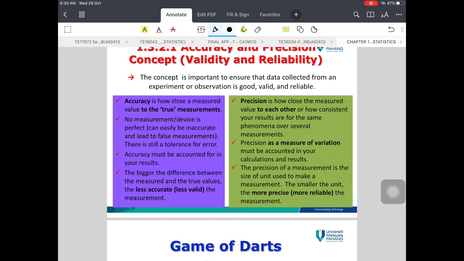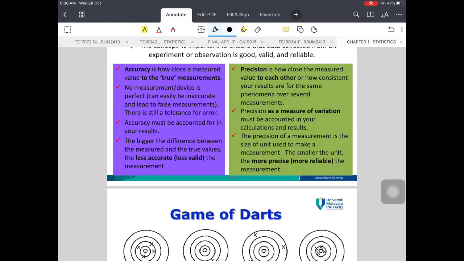No measurement or device is perfect. It can easily be inaccurate or lead to false measurements. This is a real dataset, so there is still a tolerance for error. Accuracy must be accounted for in your result. The bigger the difference between the measured and the true values, the less accurate or less valid the measurement. So in seeking accurate data, most of the data are on that true measurement.